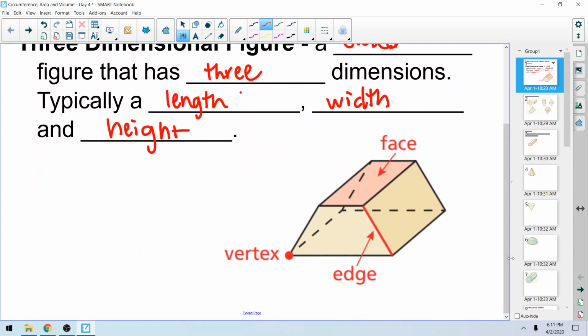Now, on any three-dimensional figure, a couple things. A flat surface is a face. So if you take a look at what it's pointing to, that's a flat surface. An edge is a line, which goes from a vertex to a vertex, so it's just a straight line. And then a vertex is a corner or a point. So make sure you have those in mind.